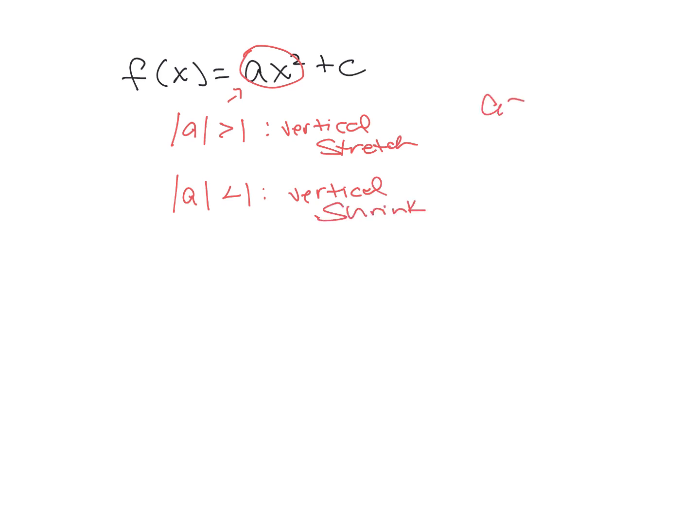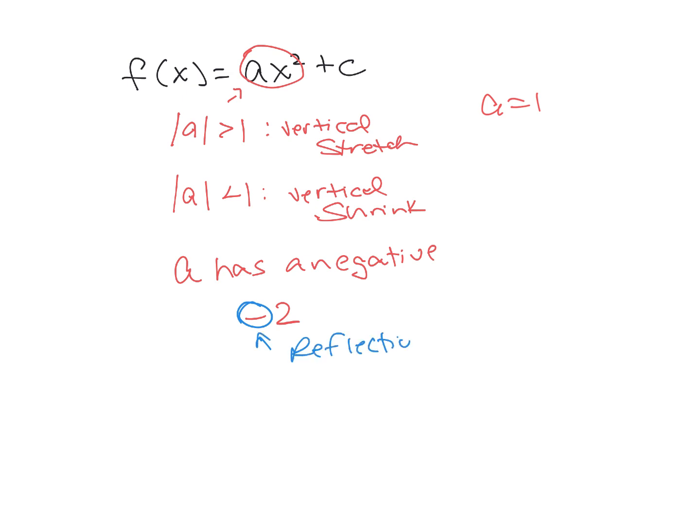And then if the absolute value of a is less than 1, it is a vertical shrink. If a equals 1, it's neither one of those. You don't say vertical stretch or vertical shrink. If a has a negative in front of it, so if you have a -2, right? This negative is called a reflection, and it's a reflection in the x-axis. So it's going to flip over the x-axis. We talked about that earlier yesterday.